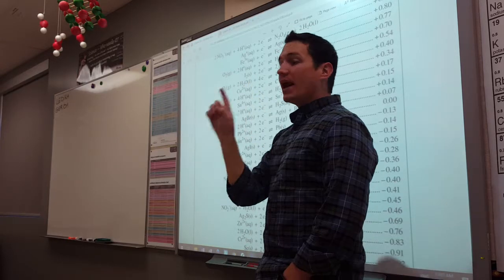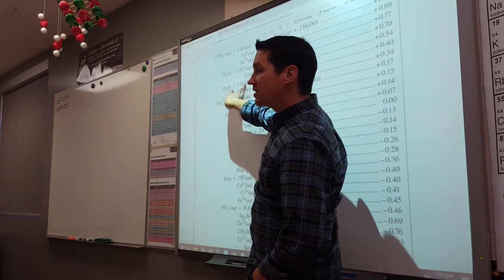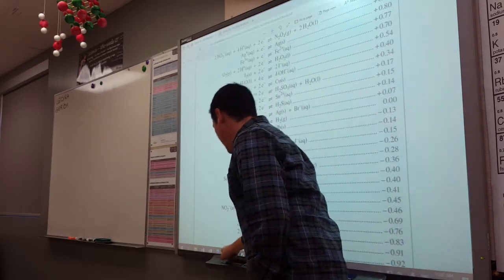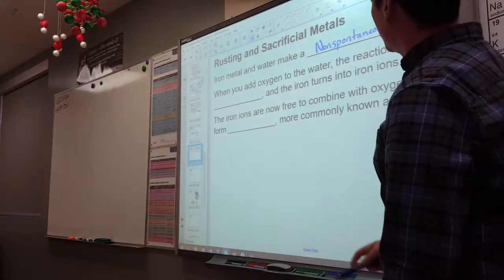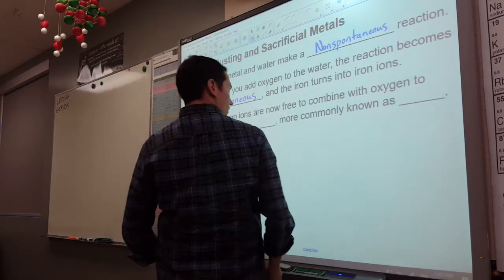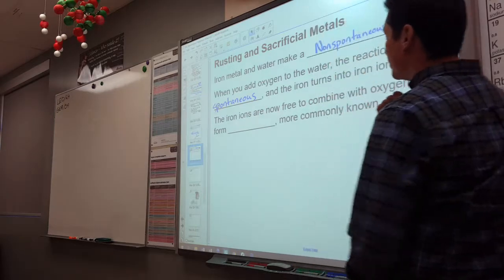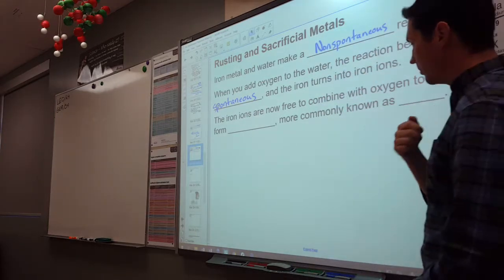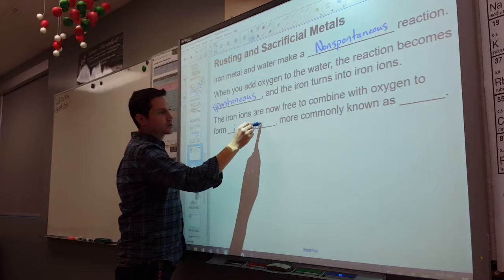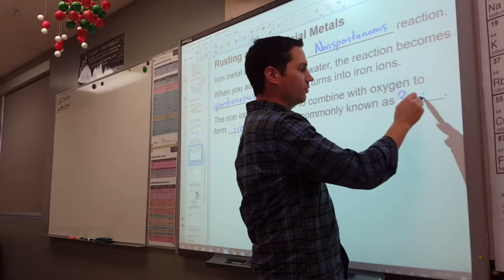Now, as soon as you add a little bit of oxygen into the mix, are oxygen and water a strong enough oxidizing agent to be able to corrode iron metal? Yes. That is a spontaneous reaction, for sure. So when you add oxygen to the water, the reaction becomes spontaneous. And the iron atoms turn into iron ions. The iron ions are now free to combine with oxygen to form iron oxide, eventually commonly known as rust.